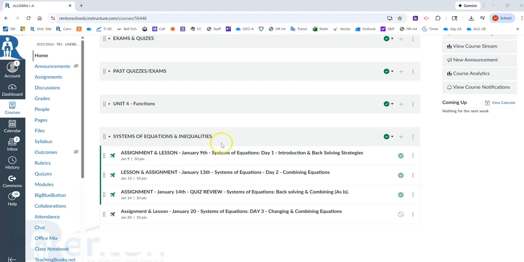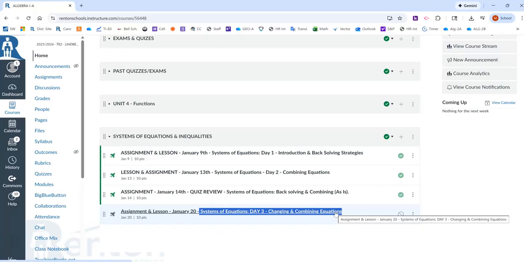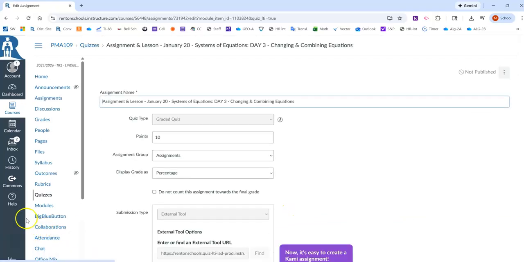Hi, today we are going to do day 3 of systems of equations. Today we're going to learn about first changing and combining equations so that we can solve the system of equations. So click on this to open it up.